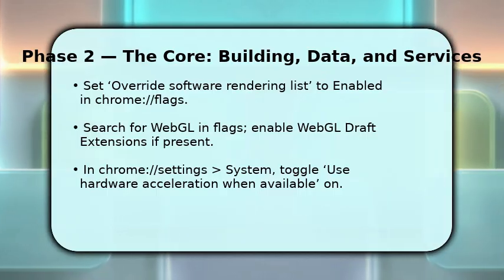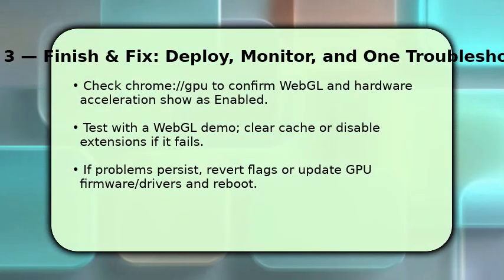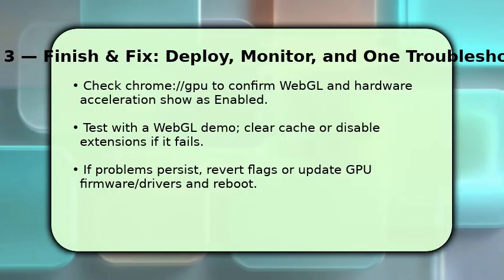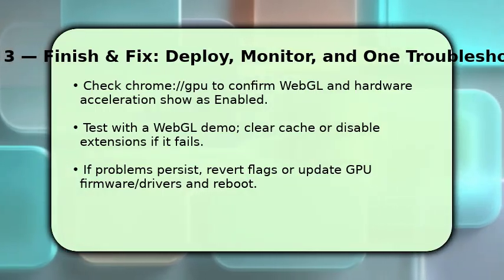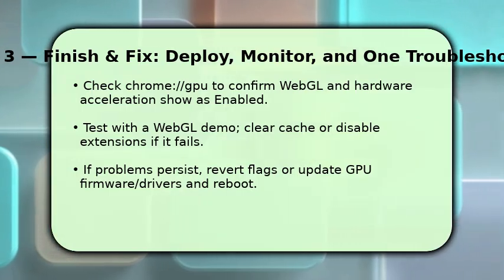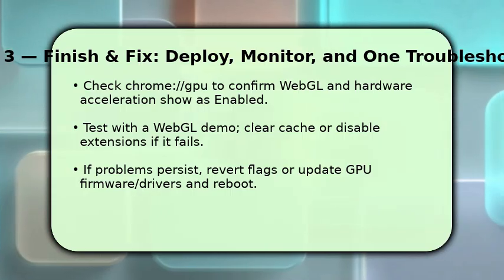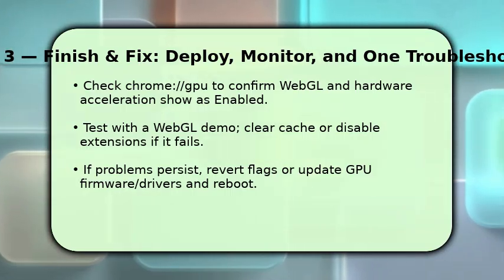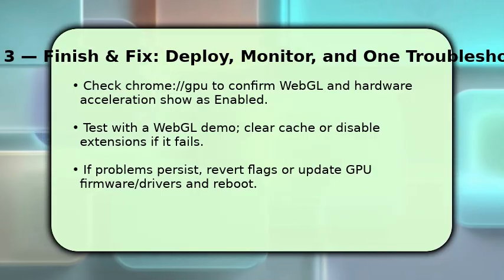Visit chrome://gpu and confirm WebGL and GPU rasterization list these features as enabled. Then load a simple WebGL demo to validate rendering. If you see software rendering or errors, clear the browser cache, disable suspicious extensions, and relaunch Chrome.